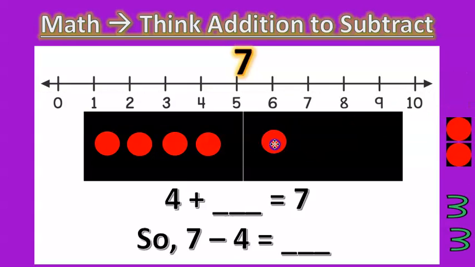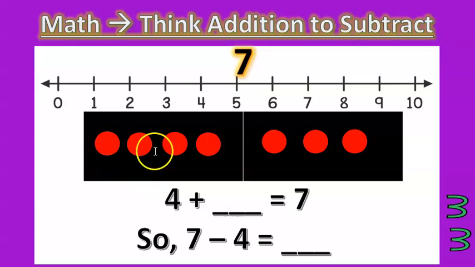So watch, let's get 3 red dots and let's insert them in here. Now, good job, boys and girls. Pay attention now. Now watch. When we count up all these red dots, they should equal 7. Let's count them. 1, 2, 3, 4, 5, 6, 7. So look, we now have 7 red dots in here together.